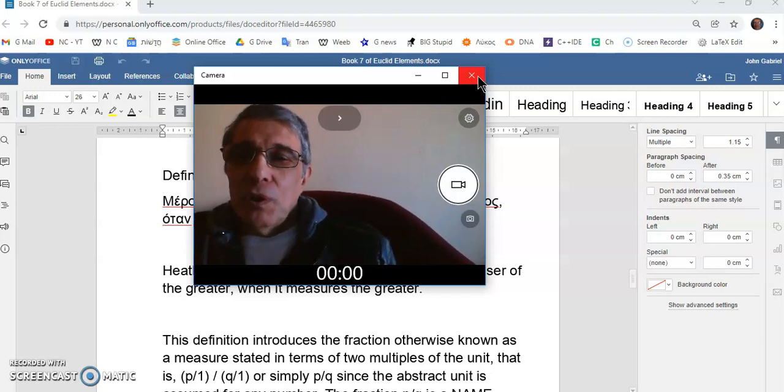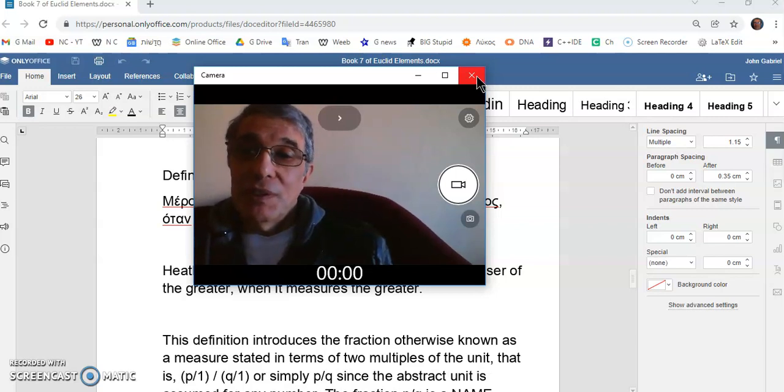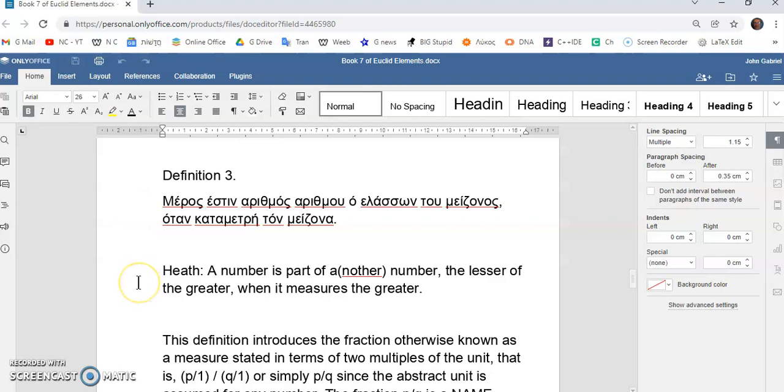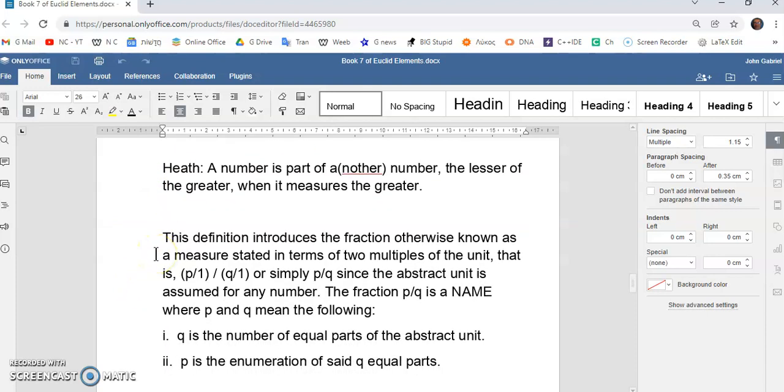So if you recall, in the previous video I talked about definitions 1 and 2 of book 7 of Euclid's Elements, and in this video I'm going to continue with definition 3. So let's begin.